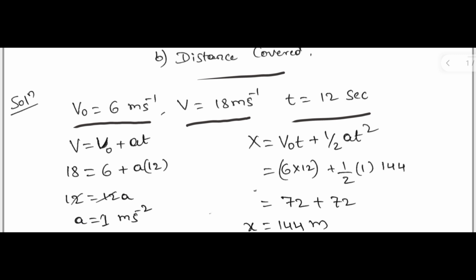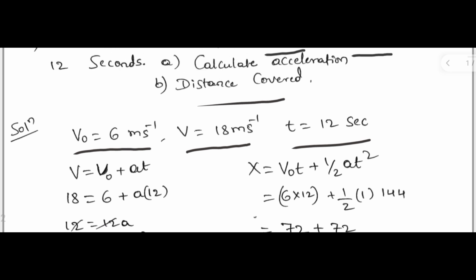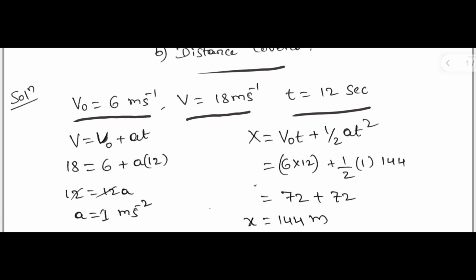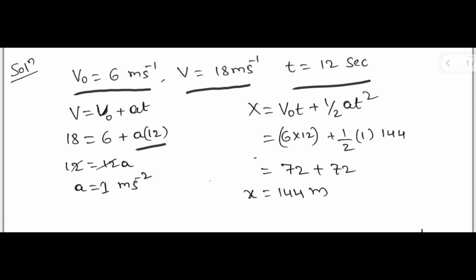Using the values, the final velocity, 18 meter per second, equals the initial velocity 6 meter per second, plus a, written as it is because we are going to calculate the acceleration here. Then the time interval is 12 seconds, that becomes 12a. After interchanging the terms, 18 minus 6 becomes 12. The right hand side has only 12a remaining. Simplifying, 12 cancels on both sides, remaining is 1. Then the acceleration of the vehicle is 1 meter per second square.